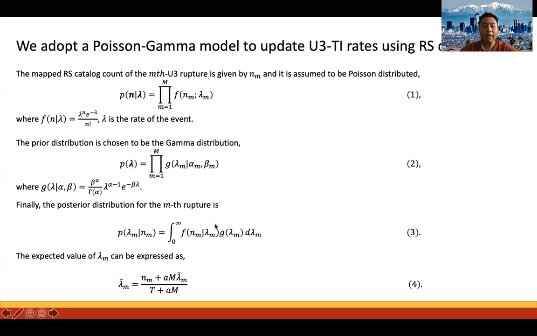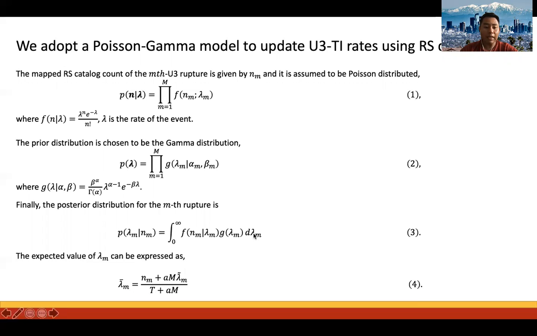We then take the expected value of the rate given in equation number 3, and we end up with equation number 4, in which we know everything. We know the counts by RSQ-SIM. Capital M is the number of ruptures from user 3, which in our case is 9,090. The lambda wiggle is just the prior rate given by user 3. Capital T is the duration of our catalog, in our case 500,000 years.